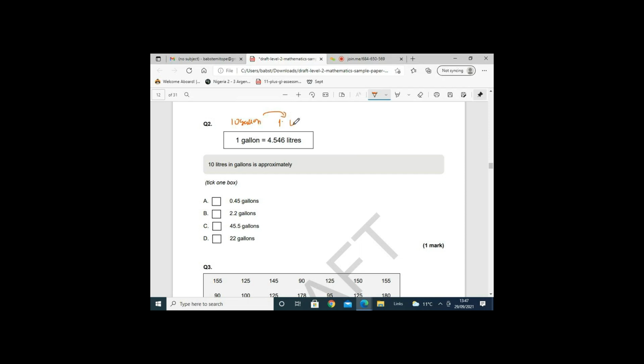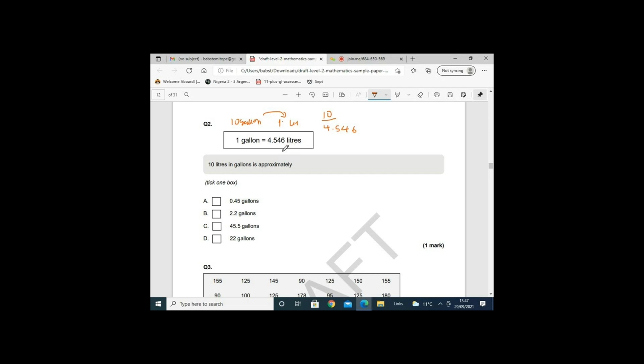But if they give the liters and ask how many gallons it will be, it's going to be 10 divided by 4.546. Let's apply it to meters and kilometers. You have to multiply kilometers by 1,000 to get to meters.